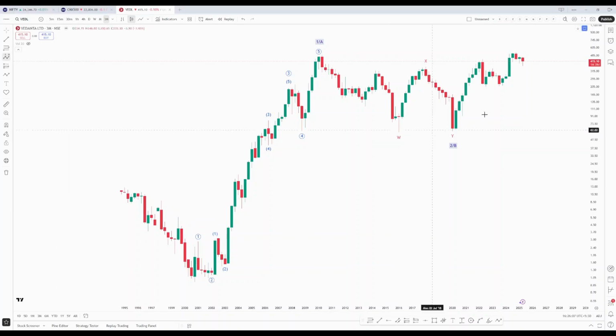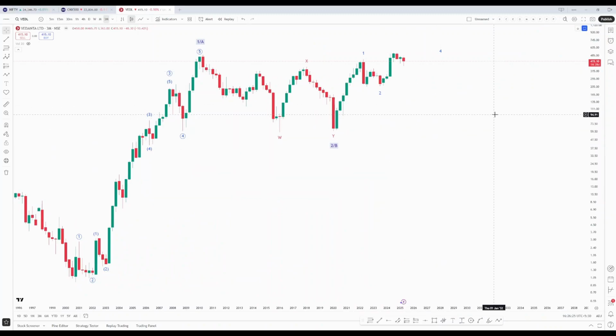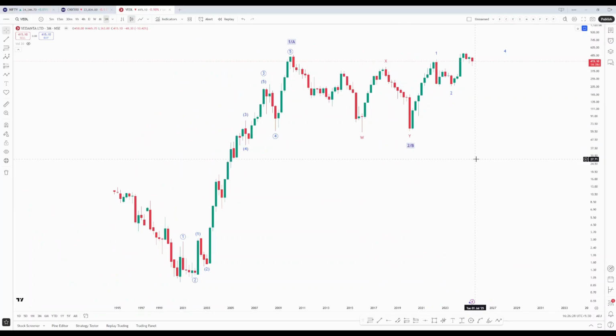So let's mark this as well. This is 1, this is 2, and then this 3 will be something like it's going on, and we'll use a smaller degree for this because it might have many extensions. So at a high level in this quarterly chart, these are my counts: this is wave A, 1 or A, and then this is wave 2 or B, and then we are in wave 3 or C, and within wave 3 or C we already see an impulse here, 1, 2, and this looks like the 3rd is going on. Within the 3rd we have 1, 2, 3, 4, 5, right? This is what it looks like.